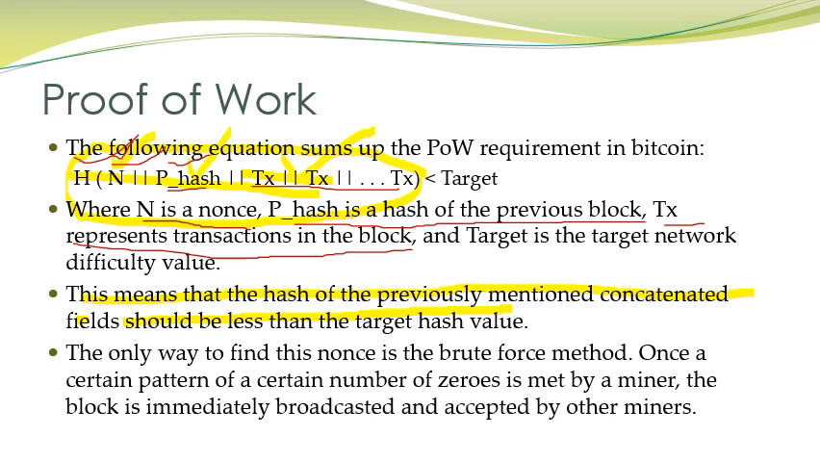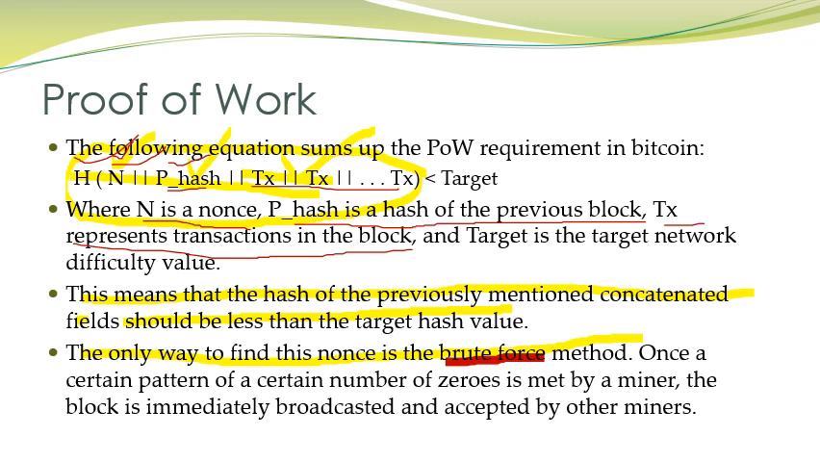mathematical puzzle is solved. And for solving this proof of work mathematical puzzle, the nodes require a lot of computational power, and the only way to find the nonce, the only way to find the correct hash value that will remain less than the target hash value. For that purpose, we have to find a nonce value, and we can find that nonce value only by using the brute force method. We have to try a lot of different values for calculating the appropriate nonce.